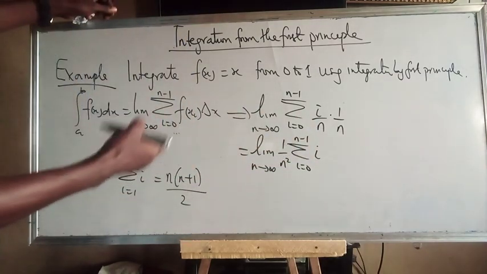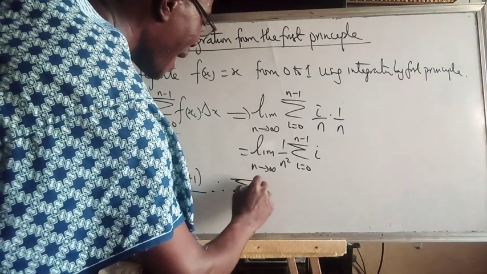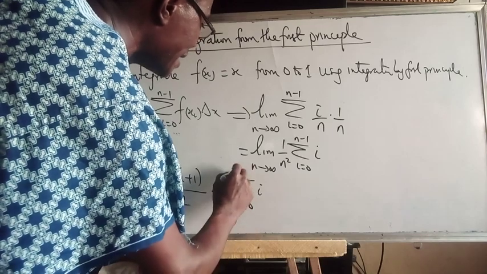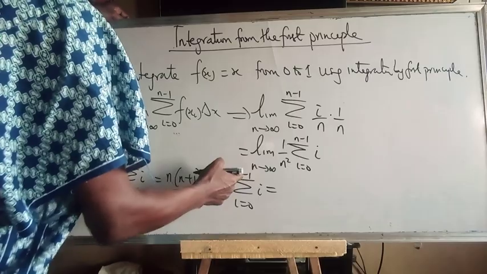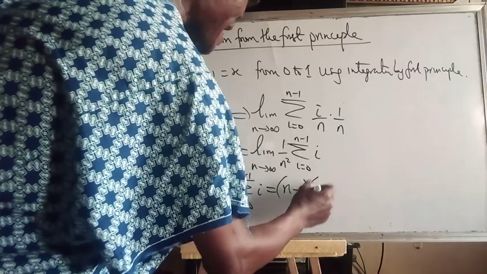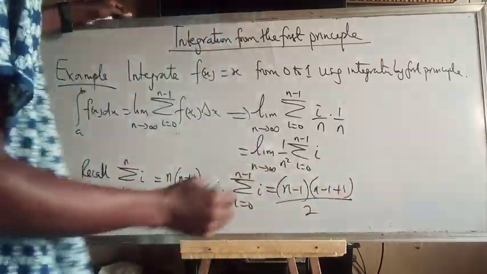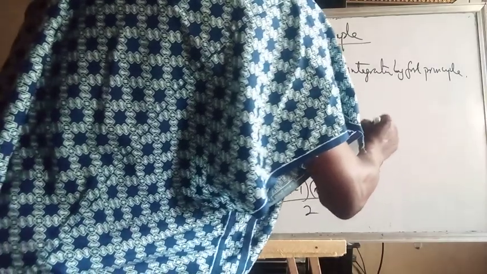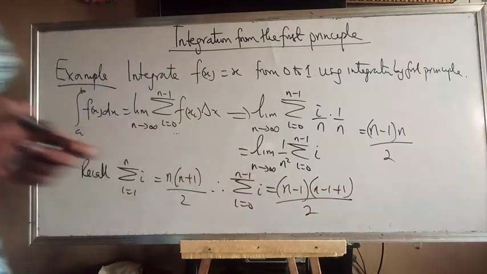So that means our n is n minus 1, which implies that summation i moving from 0 to n minus 1 will be equal to n minus 1 into brackets n minus 1 plus 1, all over 2. Beautiful. So that will give us n minus 1 into n all over 2. How do we get that? Because minus 1 plus 1 will cancel.